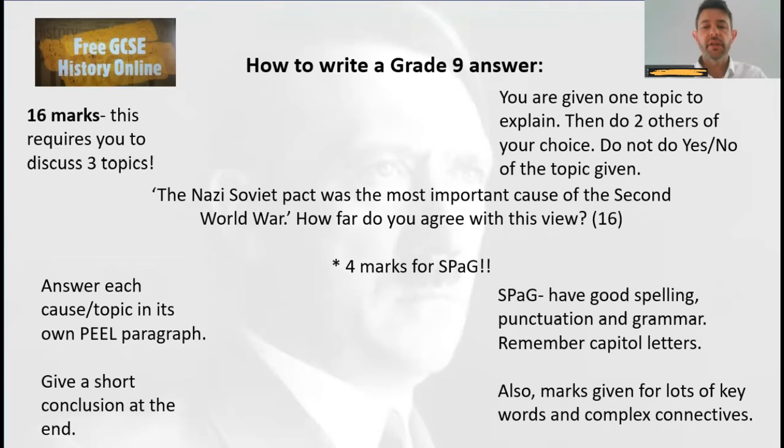Also, the marks are given for keywords and complex connectives. So you need to have connectives like furthermore, on the other hand, those sorts of argumentative connectives, and lots of keywords. Obviously, you're going to have Rhineland or Anschluss or appeasement, state and land. You're going to have that keyword knowledge, and they're looking for that for top marks. So the 3 and 4 marks is not just the perfect punctuation and grammar, it's also the knowledge of keywords and connectives.